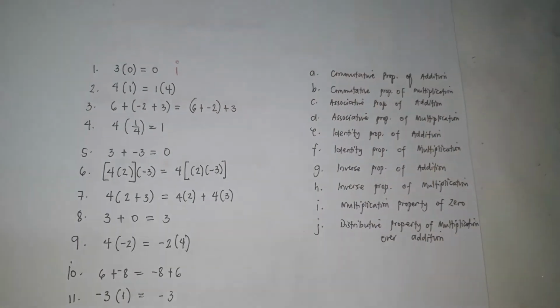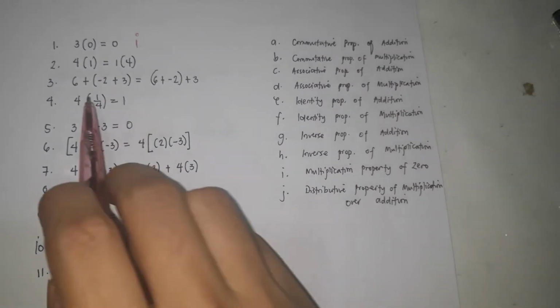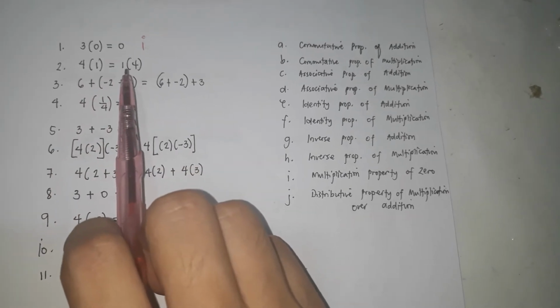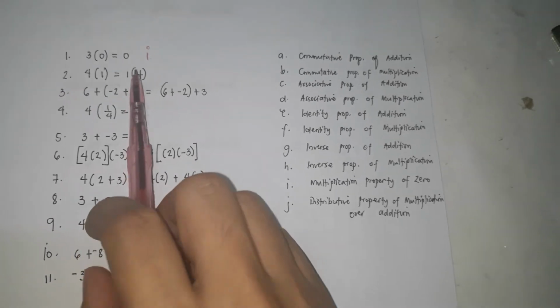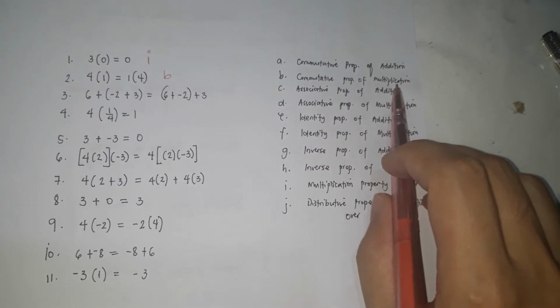Number 2, 4 times 1 is equal to 1 times 4. So ipinagpalit lang sila, interchange. Kapag interchange, that's commutative property of, what operation is this? Multiplication. Letter B. Commutative property of multiplication.